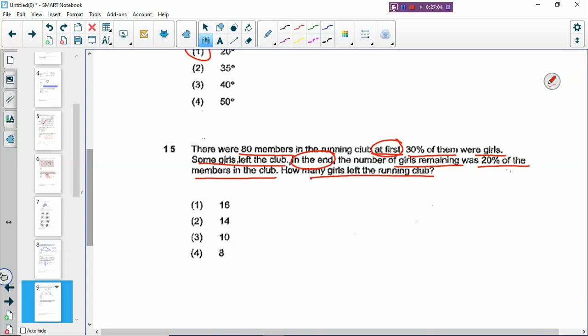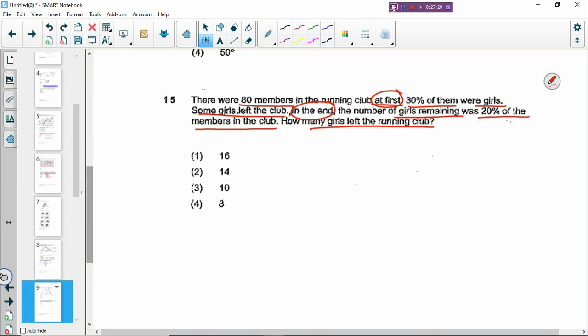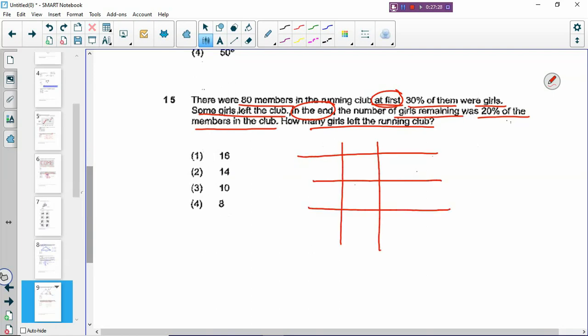So when you recognize this problem as a before and after question, then you need to ask an important question. What is unchanged? So you have some girls who left the club. Did the boys leave the club? There are no boys who left the club. So the boys is unchanged. So for the method to use, you have a model or you can use a table. I will prefer a table method because it can be done easily and also faster.